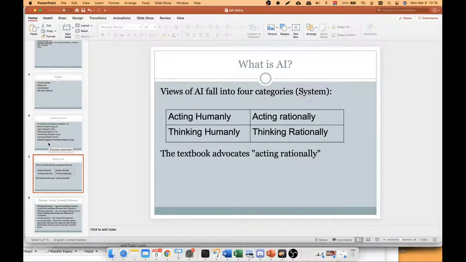Anyways, so let's start with the question: what is AI? What is artificial intelligence? Any idea about what is artificial intelligence? Any of you want to declare or define the term artificial intelligence?